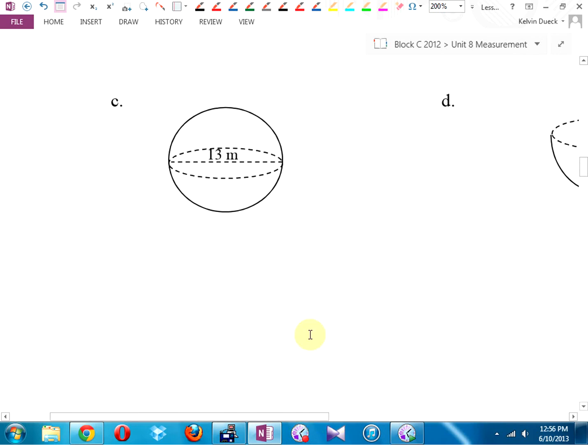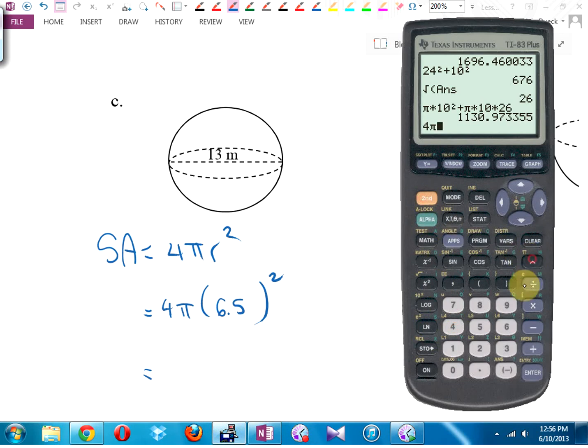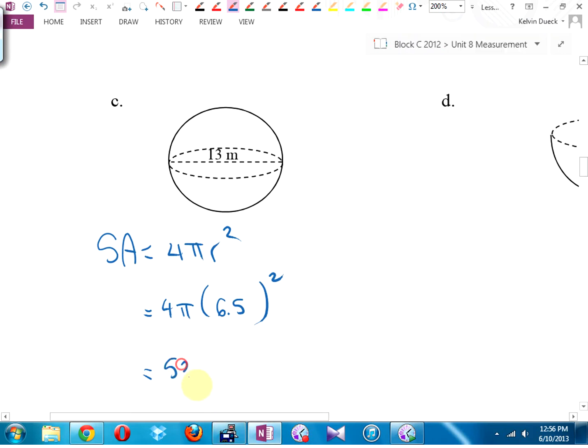C. What's the surface area of a sphere? 4 pi r squared, not cubed, squared. So volume is 4/3 pi r cubed. Surface area is 4 pi r squared. 4 times pi. Careful, what's the radius? Don't say 13. 7.5. Don't say 7.5. 6.5. 4 pi 6.5 squared. 530.9 square meters.